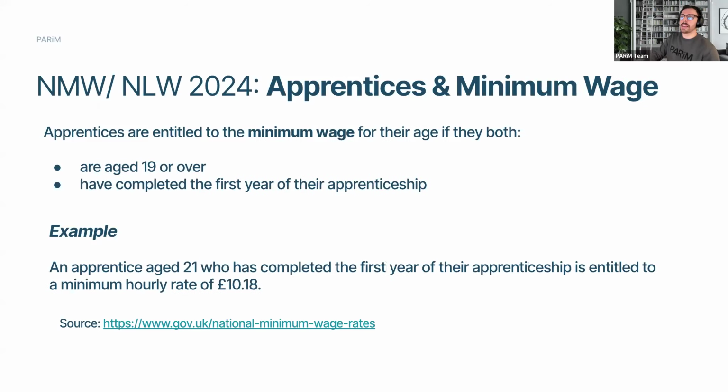Then they qualify for the minimum wage increase if they are aged 19 or over and they've already finished that first year of apprenticeship, even if they're technically still an apprentice, depending on how your operations work. I just want to bring this information to light for you, and again, always refer to that UK government website below to get the precise information.